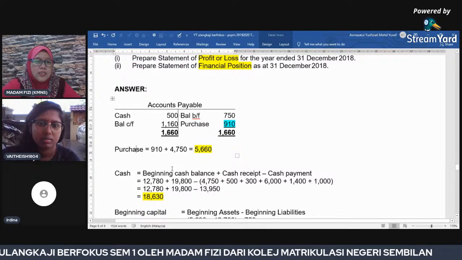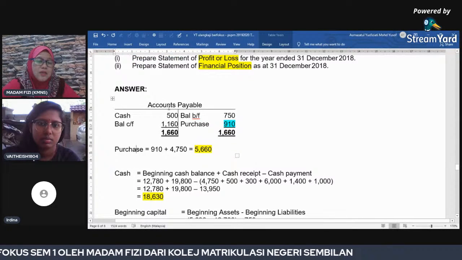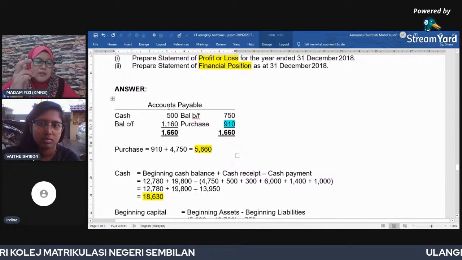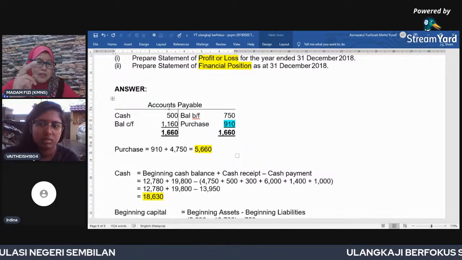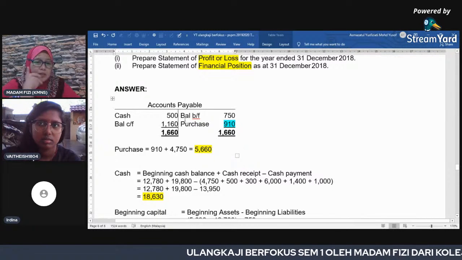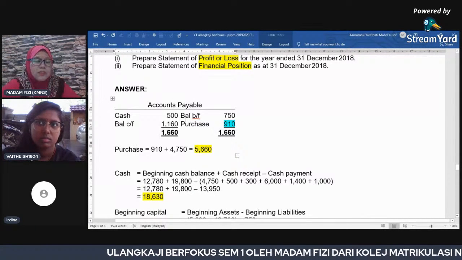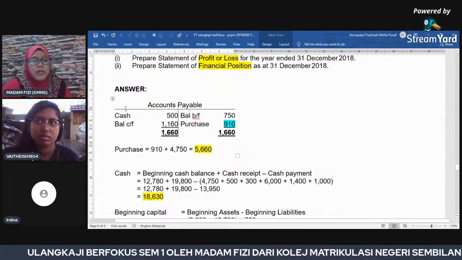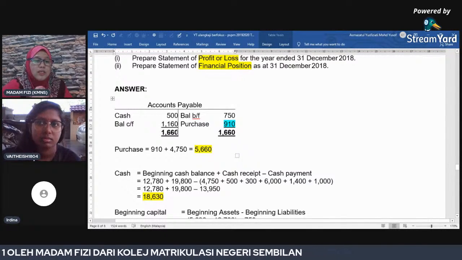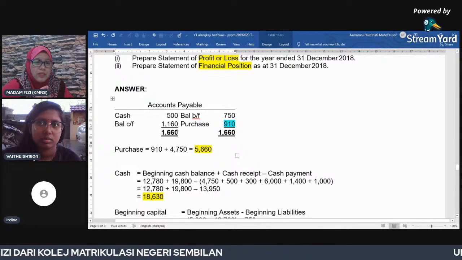Okay, firstly, there are accounts payable at the liability and asset opening and closing just now. And at the cash book, also have accounts payable. So you make T accounts for accounts payable to get the purchase credit.